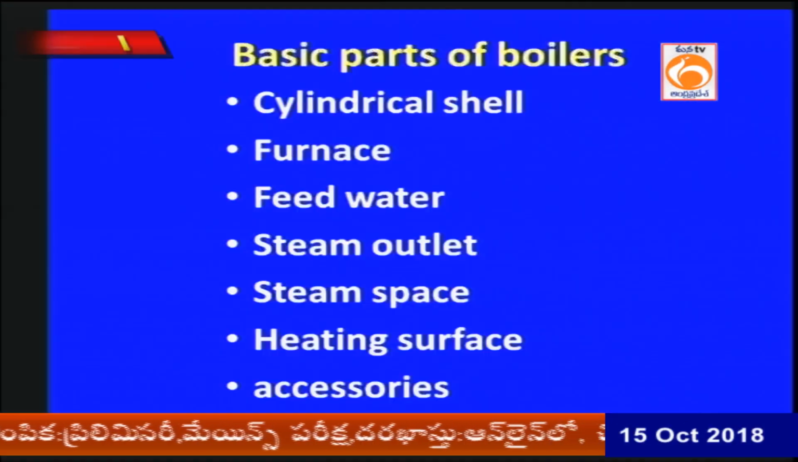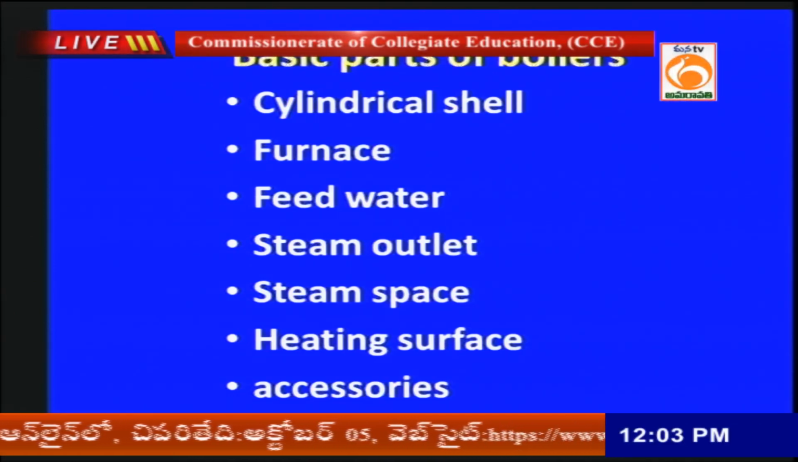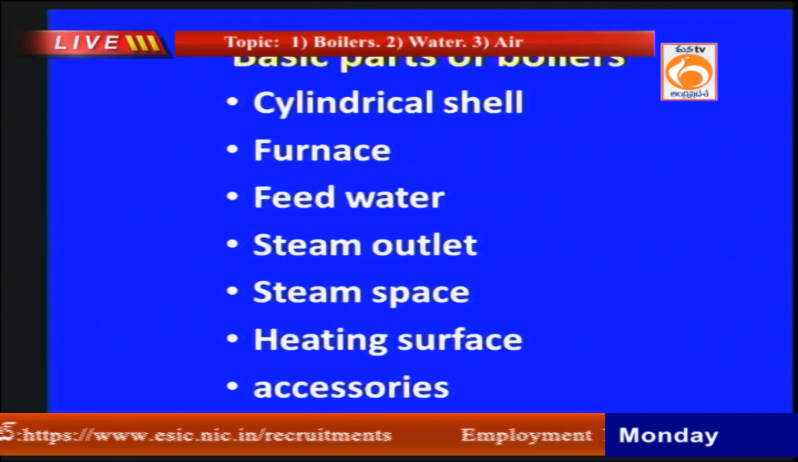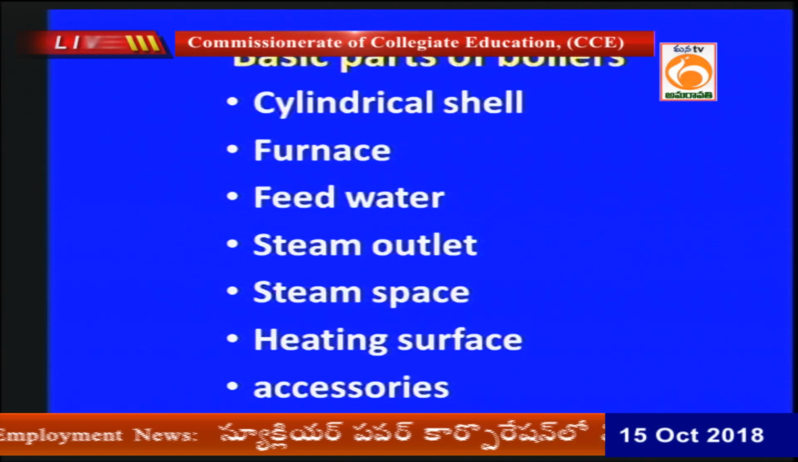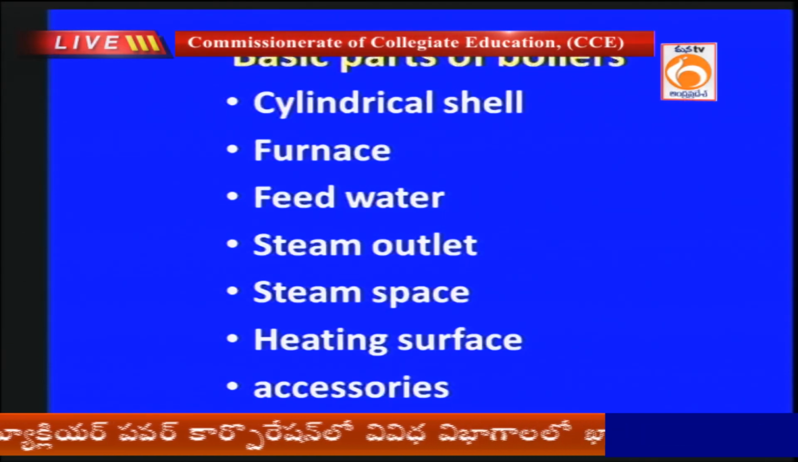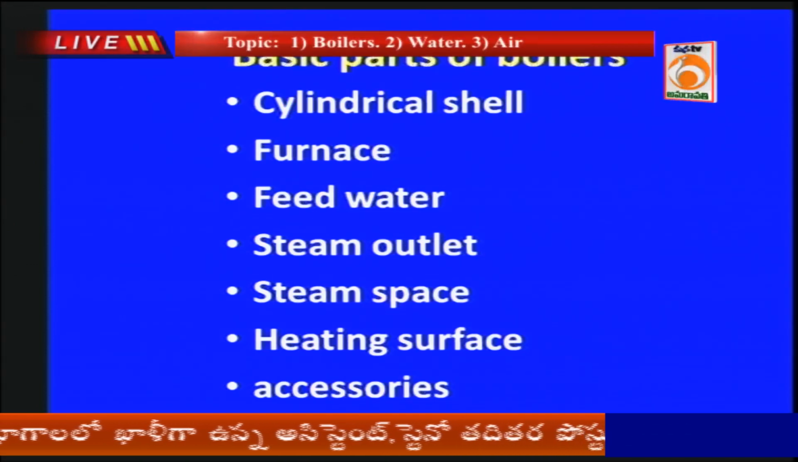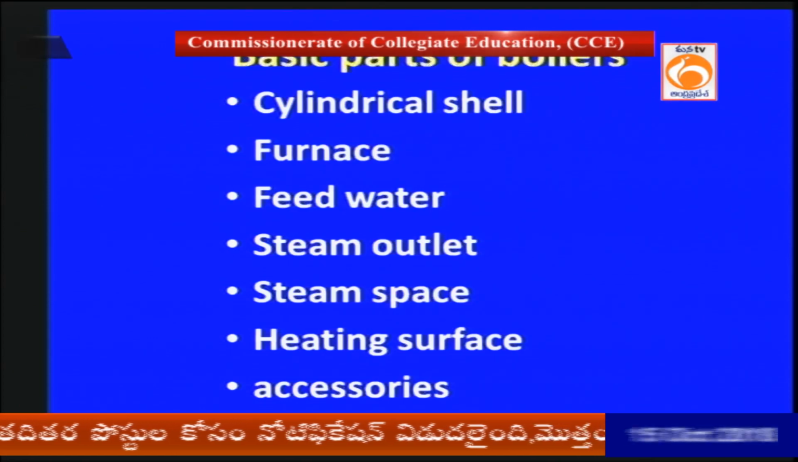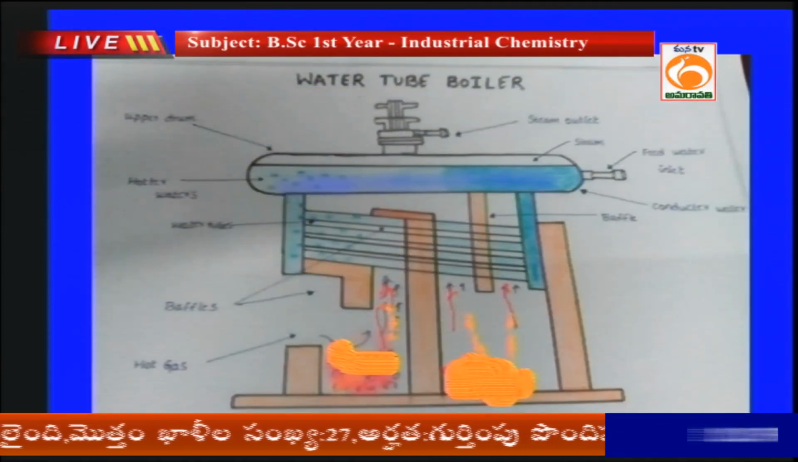Next, see what the basic parts of the boiler are. The boiler has a cylindrical shell, furnace, feed water, that is the water inlet, steam outlet, steam space and heating surface, and some accessories are there, like the water level indicator and pressure gauge. If you see the figure you can understand.